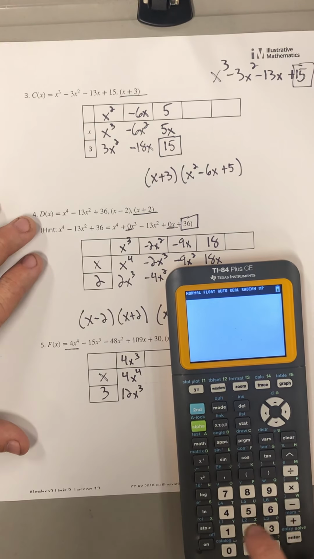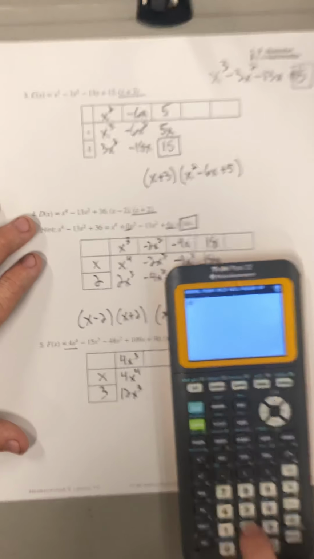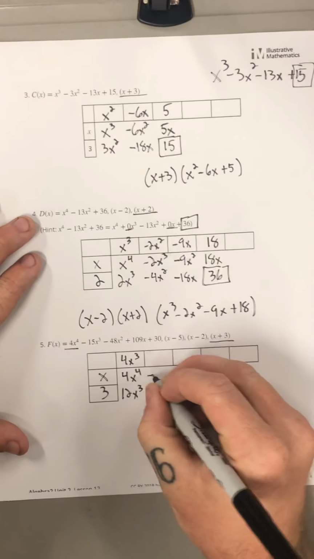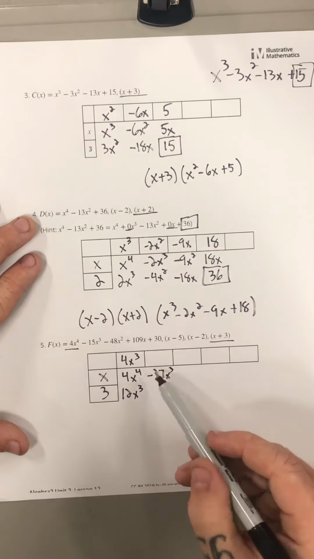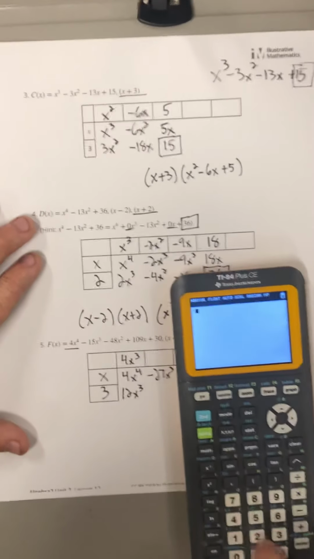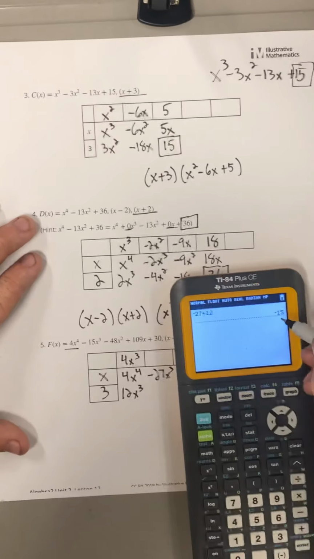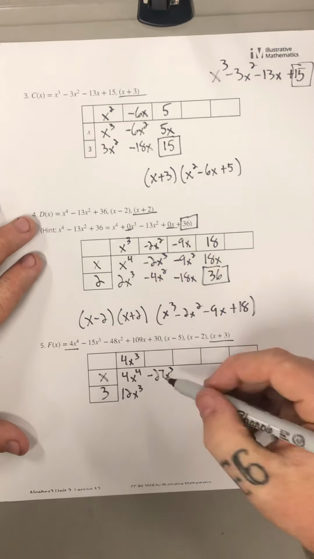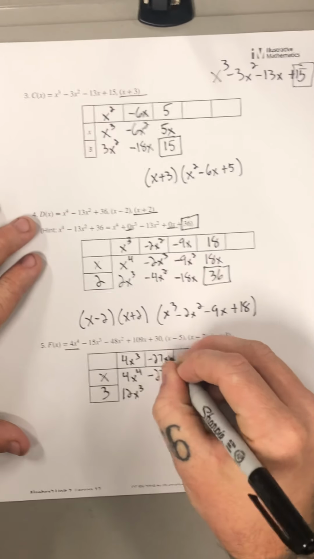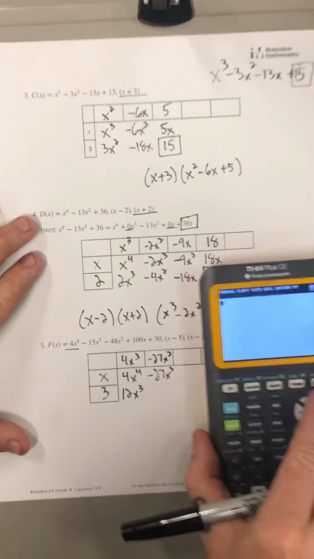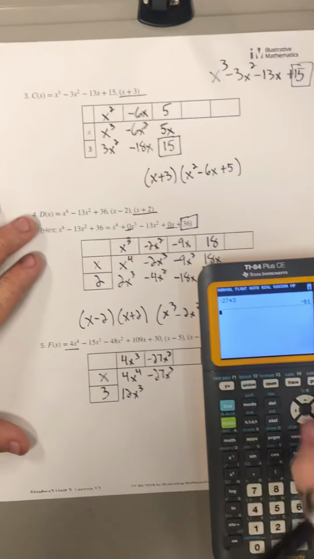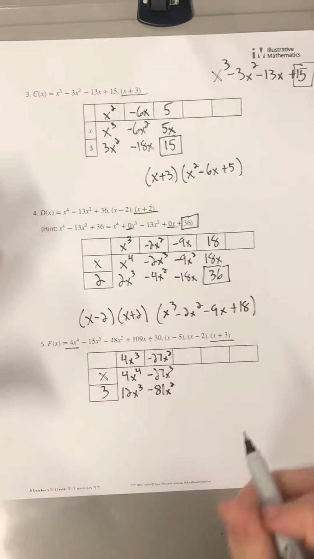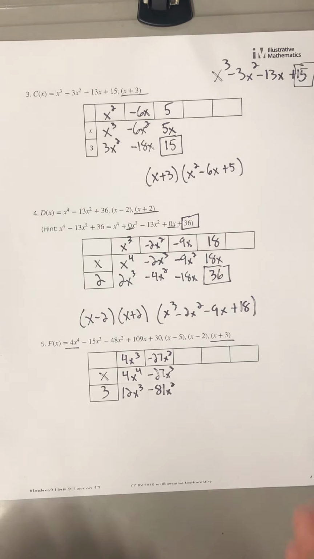Okay, so 12 plus 15 is 27, but it needs to be negative. So this is going to be a negative 27x cubed. When I combine these, negative 27 plus 12, I get negative 15, which is exactly what I need it to be. Then I can work up. This will be negative 27x squared, and this would be negative 27 times 3. This is a negative 81x squared. So now the numbers are getting kind of large, so make sure you're relying on the calculator.